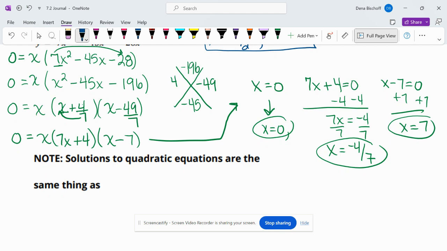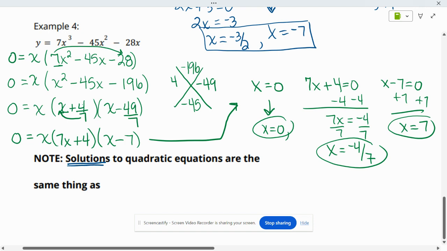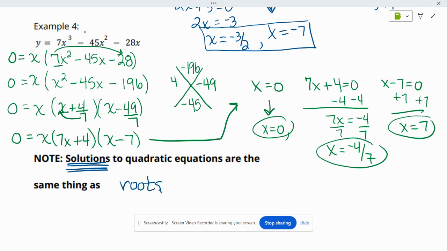I put a note at the bottom of your paper, which I think is extremely important, and sometimes you guys forget it. It says the solutions to a quadratic equation are the same thing as what? What's another word for solutions? Roots. What's another word? And another word? Zeros.